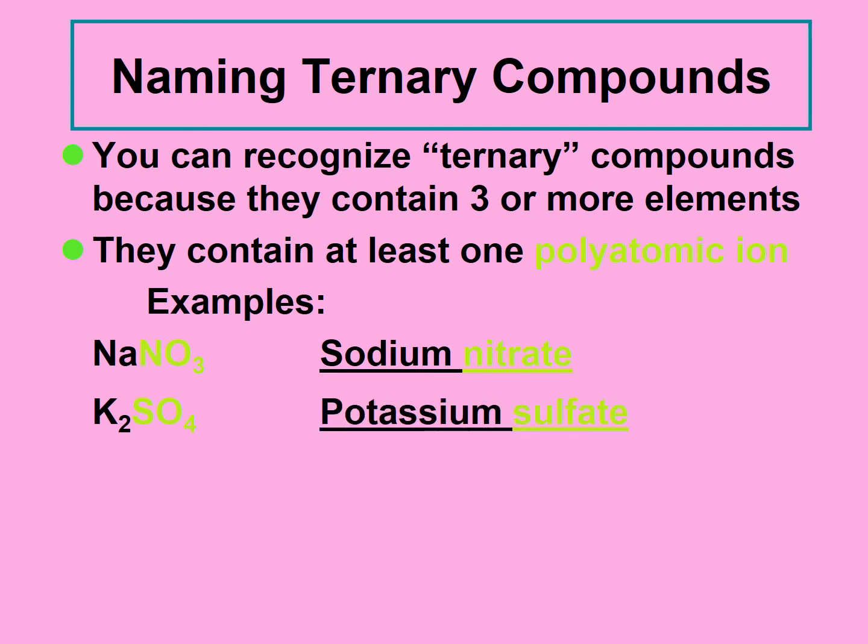So just to summarize what we've seen so far, when we had 2 ions, we called it binary. So if we have 3 or more elements, let's call it ternary. You can almost always recognize that you have a polyatomic ion present because you have a ternary compound, something that has 3 or more elements in it. NaNO3 would be sodium nitrate. Make sure you write down the name for NO3, not NO2. K2SO4, that's potassium combined with the polyatomic ion sulfate, so it's potassium sulfate.